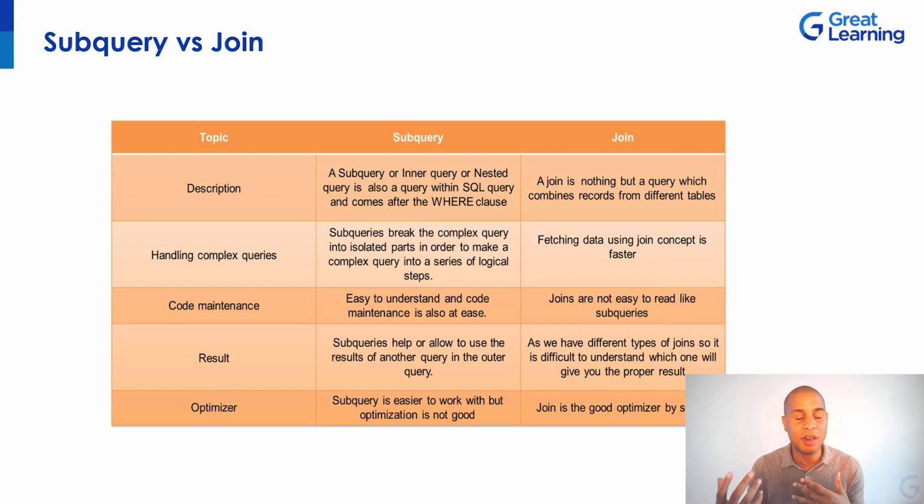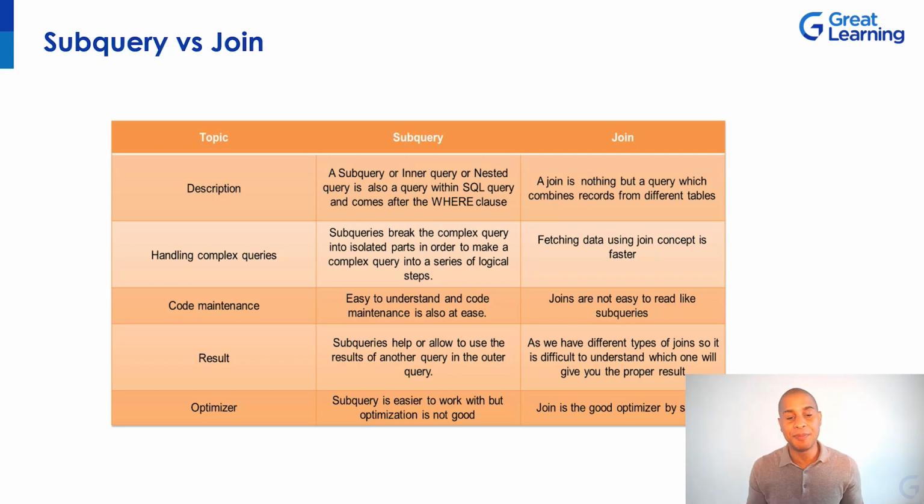So what's the result? When we're talking about the result, subqueries allow us to use the results of another query in the outer query. And then with a join, we have all the different types of joins, so it is often difficult to understand which one will give us the proper result. We need to make sure we understand the theory we talked about with joins to make sure that we're able to return the result that we're looking for.